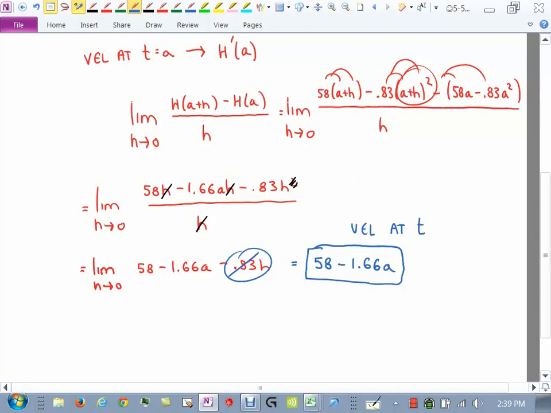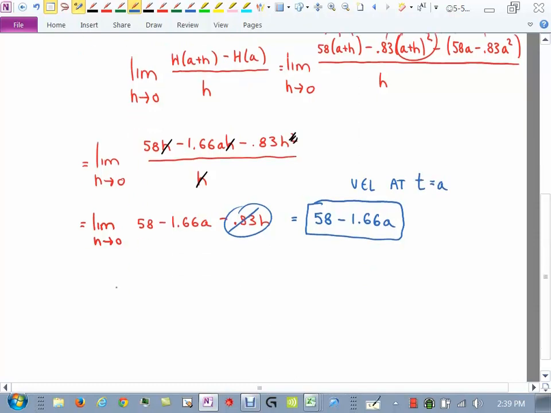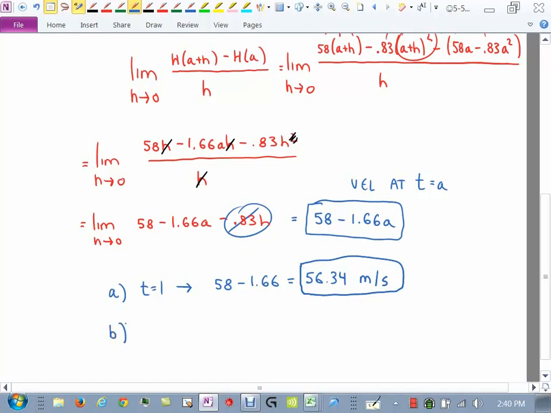So let's answer part A. Part A, what was the speed of this thing at t equals 1? Well, the speed will be 58 minus 1.66 times 1, so you get 56.34. Just like we normally use miles per hour, this was meters per second. So the speed of the arrow was 56.34 meters per second. That's part A. Part B says, what's the speed of the arrow at a? Well, we just found that. The velocity of the arrow at a is that derivative, in other words, the slope of the tangent line. That's our powerful formula that we found.